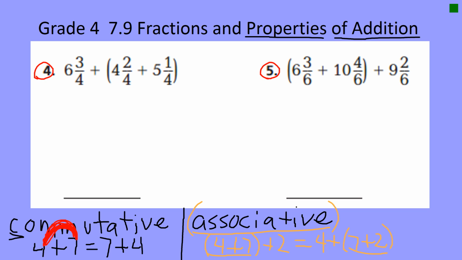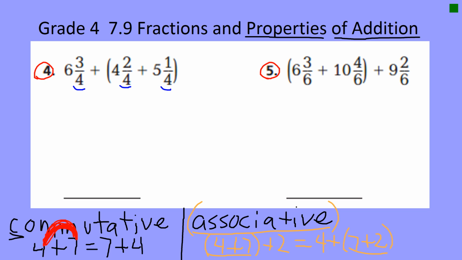All right, let's look at number 4. 6 3/4 plus, in parentheses, 4 2/4 plus 5 1/4. Now we're going to use these properties, meaning we can move these numbers around however we want in any order so that we can add them more easily, maybe mentally, right? So I always start by looking at the fractions because we're good at adding whole numbers. Fractions, we just started. We're still pretty good. Let's look at them. 3/4, 2/4, and 1/4.